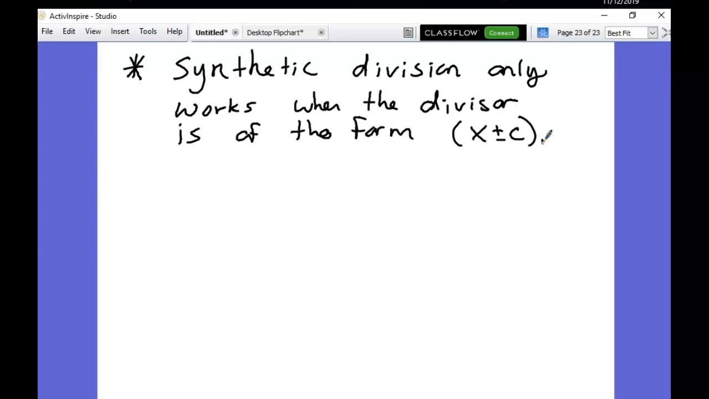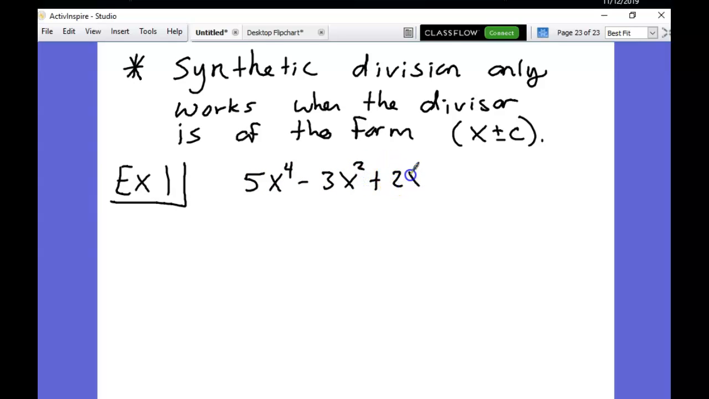So let's do an example. So let's say I had 5x to the fourth minus 3x squared plus 2x minus 1 divided by x plus 4, I guess. We'll see what happens.